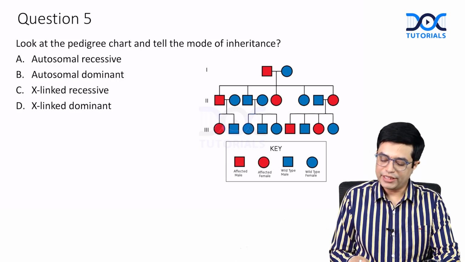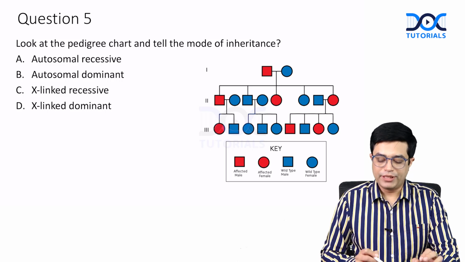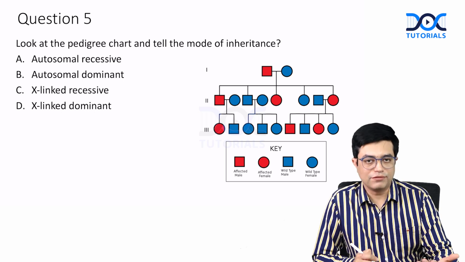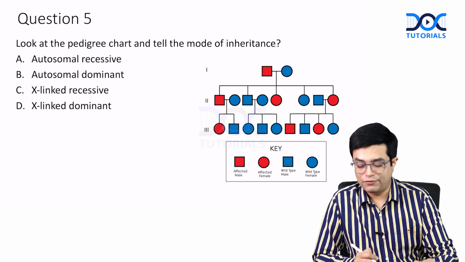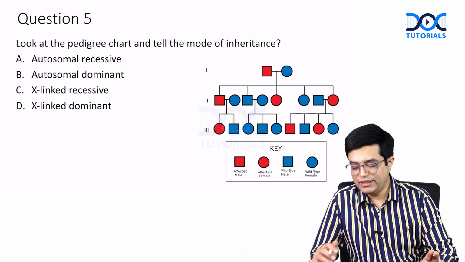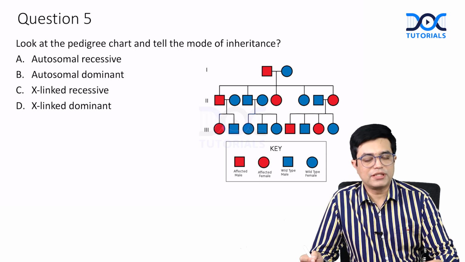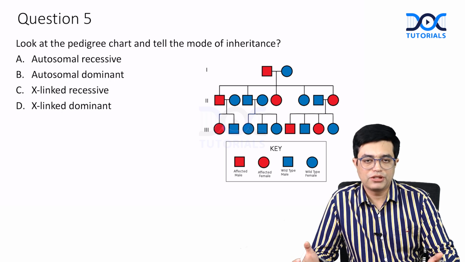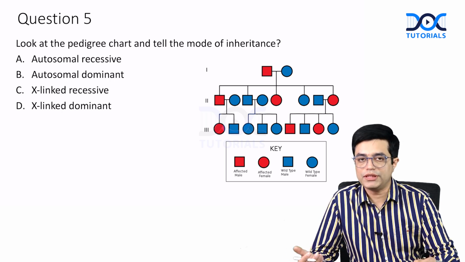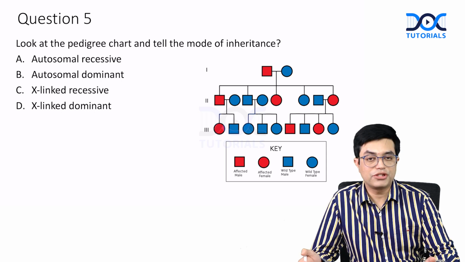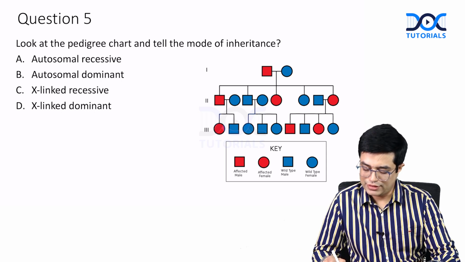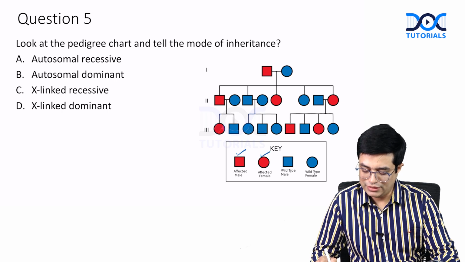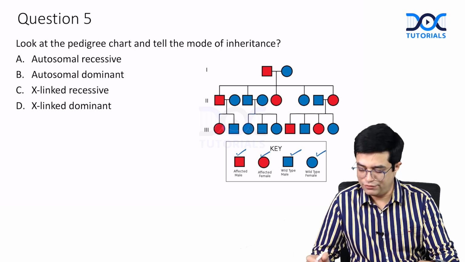Question number 5. Look at the pedigree chart and tell the mode of inheritance. Now, pedigree charts are not very frequently asked in the FMGE exam, but for future exams you will have to go through them. The exact pedigree chart was not available. In a pedigree chart, a square represents a male and a circle represents a female. If it is a black and white pedigree chart, the darkened box will tell you the disease. On the other hand, if it is a colored chart, they will give you a color coding. So, this is an affected male, this is an affected female, this is a wild type male. Wild type male means a normal male and wild type female means a non-diseased female, right?